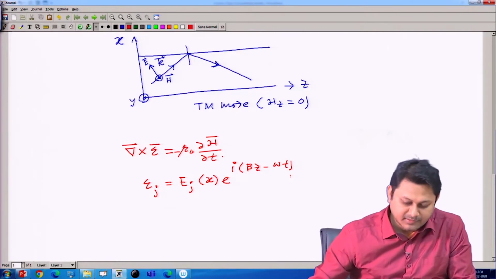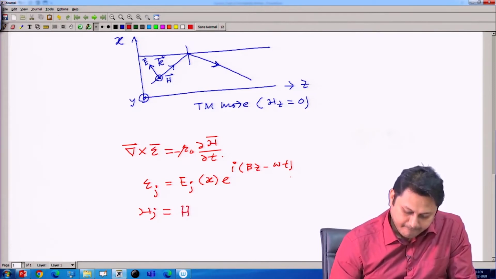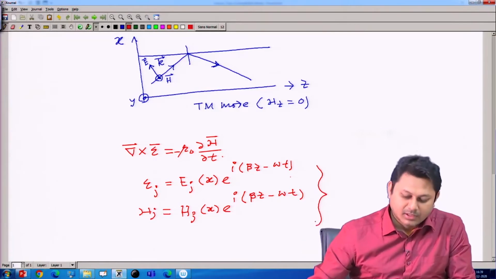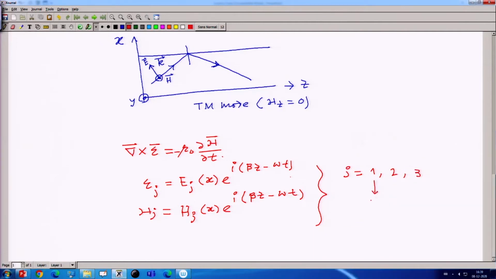This is defined in this way. In a similar way, the H component, say the j component, can be defined as H_j function of x, e to the power of i(beta z minus omega t). So, this is the way the six components are defined. Mind it, j is 1, 2, 3: 1 corresponds to the x component, 2 corresponds to the y component, and 3 corresponds to the z component.